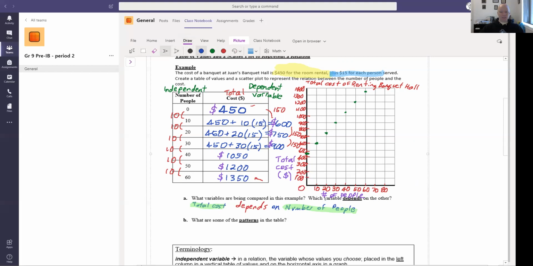Next question, what are some of the patterns in the table? Well, what do we notice in the table of values? What patterns do we see? Well, we see for the number of people, now, number of people is what we've chosen. So we chose to increase by 10. Okay, so number, I'll just use this number sign. Number of people increases by 10 each line.